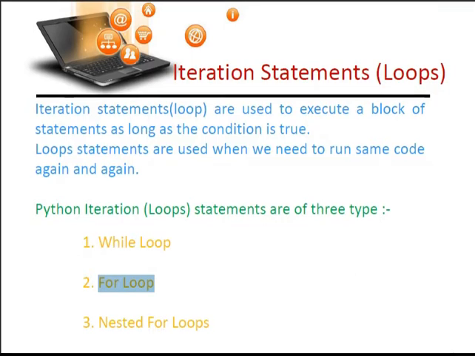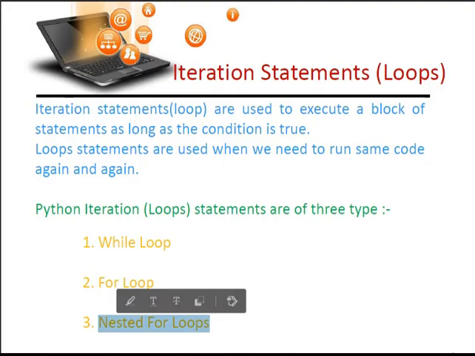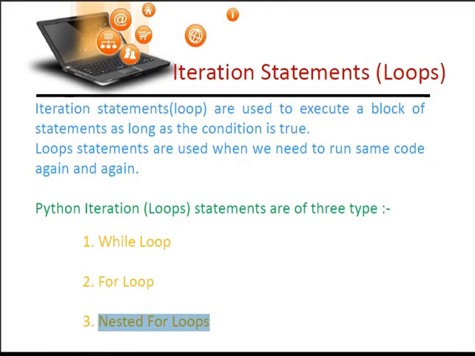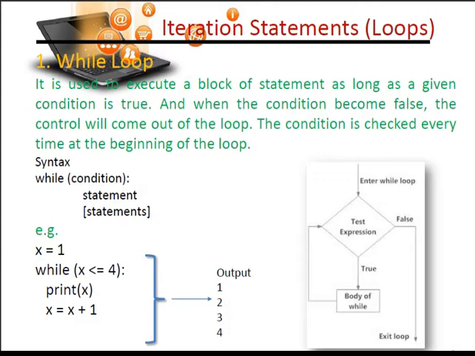Then nested loop means a loop inside a loop. It is used to create a two-dimensional array. We'll see it later also. One example they gave is for the while loop.